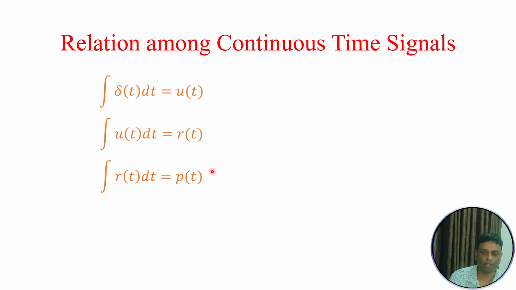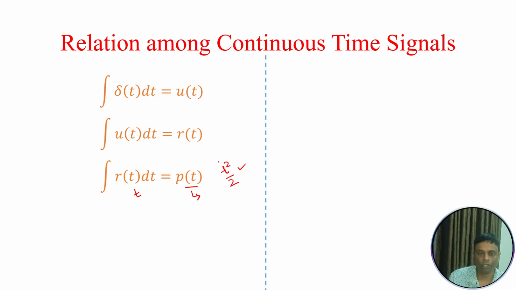What is the parabolic signal? Parabolic signal equal to t square by 2. Similarly, what is the ramp signal? It is t. So if we integrate this, we get t square by 2. So this p of t is a unit parabolic signal.